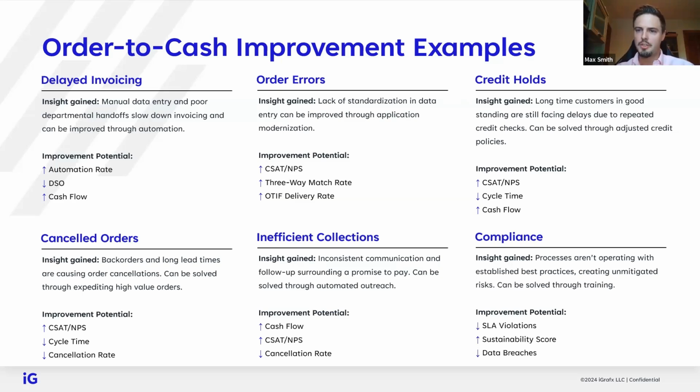Another one is credit holds. So Christian mentioned this, the credit check that the UK was doing that Japan wasn't, that was slowing down the process for the UK compared to Japan.